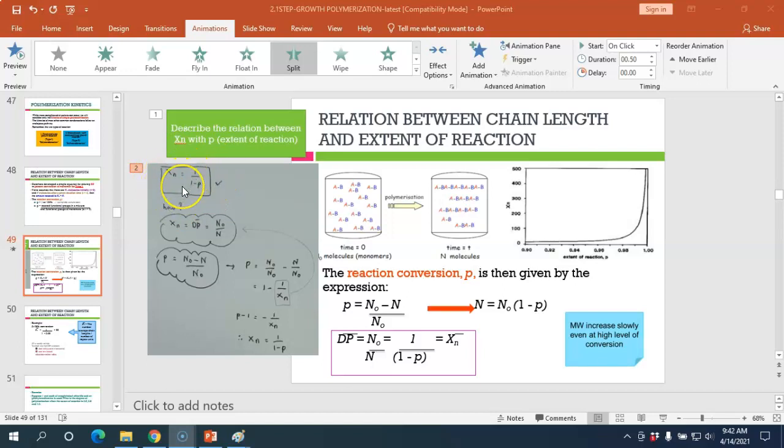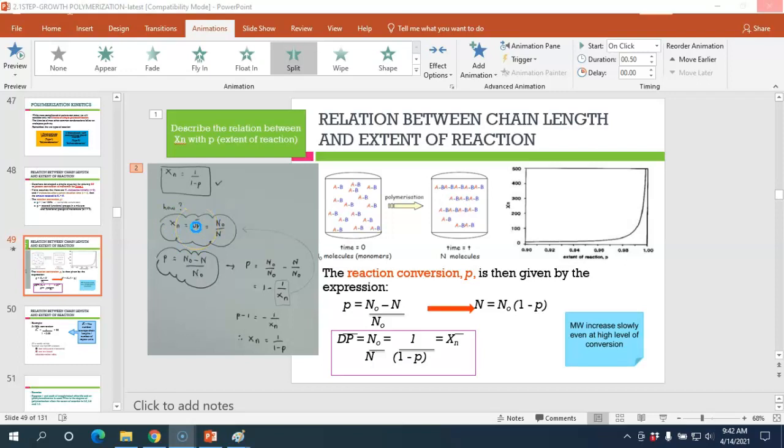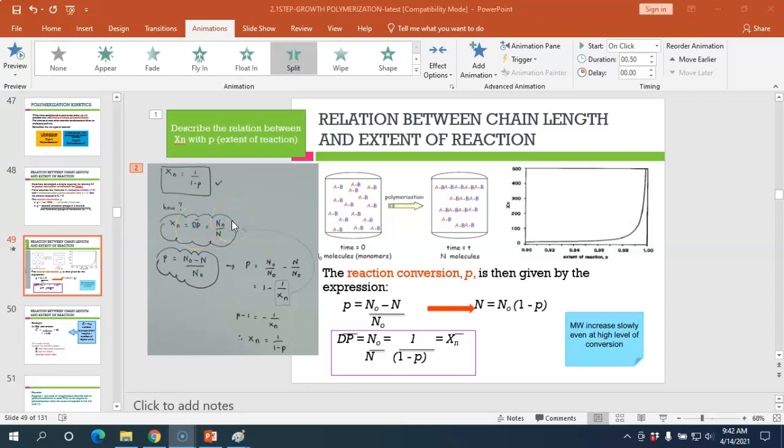So, how is it derived? Okay, how can this equation be derived? So, as we all know, Xn is equal to DP. Another name for Xn is DP. DP is the degree of polymerization. Okay, Xn, the degree of polymerization, is equal to N naught over N. So, N naught is the original number of molecules present in the monomer. Present in one monomer that has two functional groups. And N is the number of molecules remaining after reaction time equal to t.